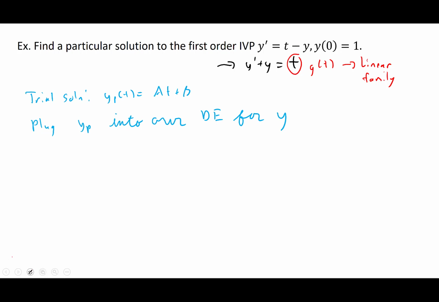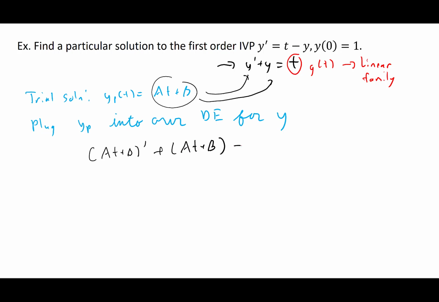So if I plug in At plus B here, that means I'm going to have to differentiate that expression. If I plug it in here, that means I do nothing to this expression. But at the end, I should get t. The derivative of At plus B is A. So I end up with an expression that big A plus big At plus big B should equal t.